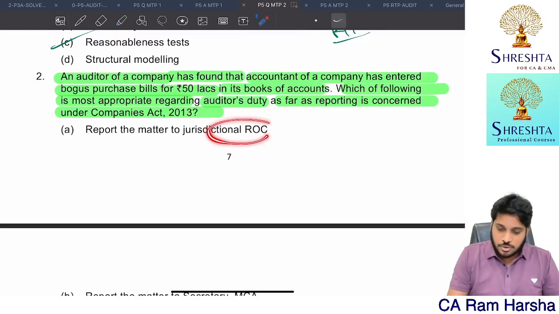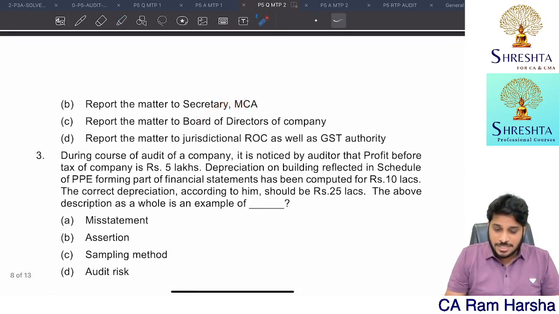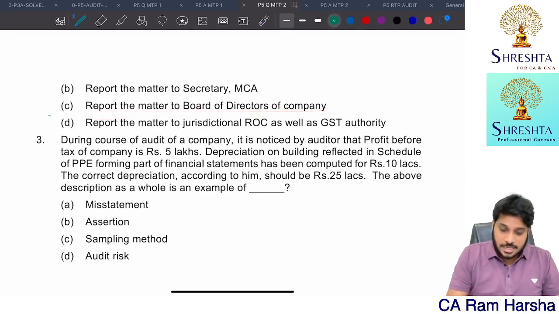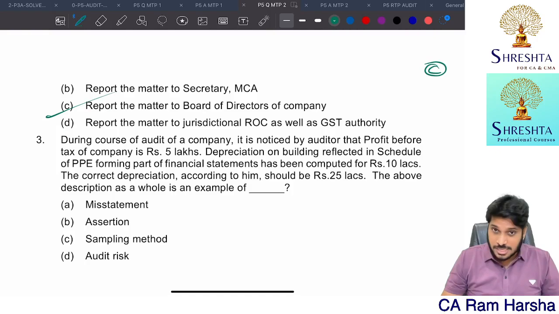Report the matter to ROC, not required. Report the matter to MCA, not required. Report the matter to board of directors. That is correct, since the fraud amount is less than 1 crore.